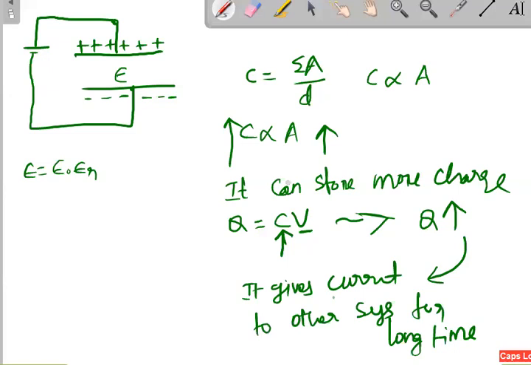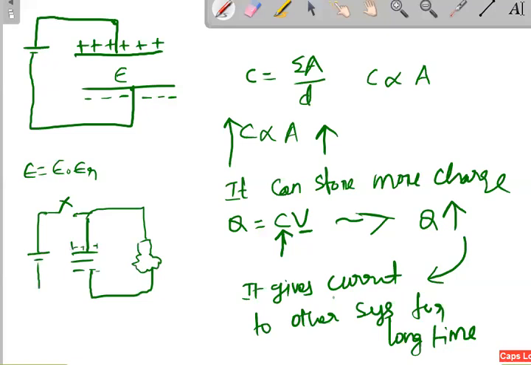Once you are storing more, what is the advantage? In return, the capacitor can give the current. Say this is the capacitor, and suddenly I am connecting some bulb. I have charged the capacitor, and after charging, I have removed the switch that was present already. You can assume the power is off, so it cannot charge anymore. Then when you connect a bulb, how long will it glow? It all depends on how much charge that particular capacitor is having.